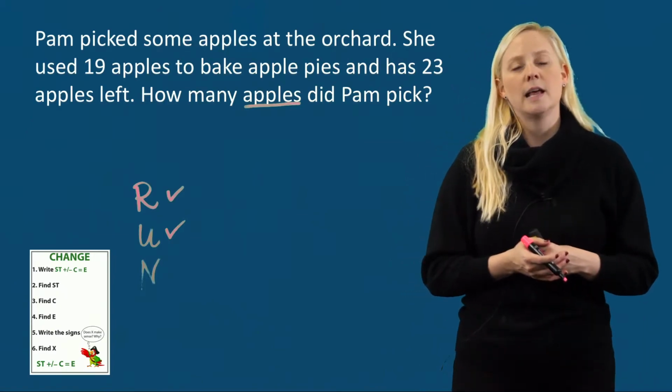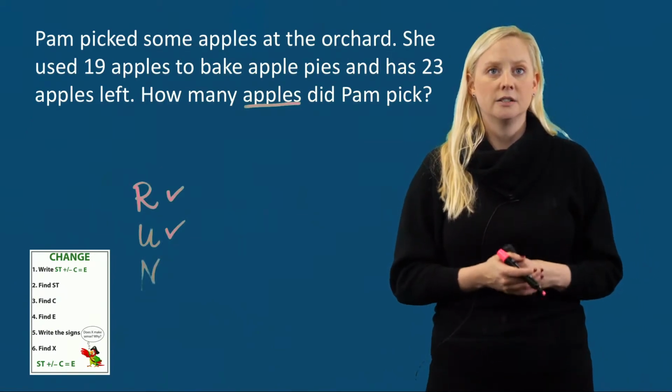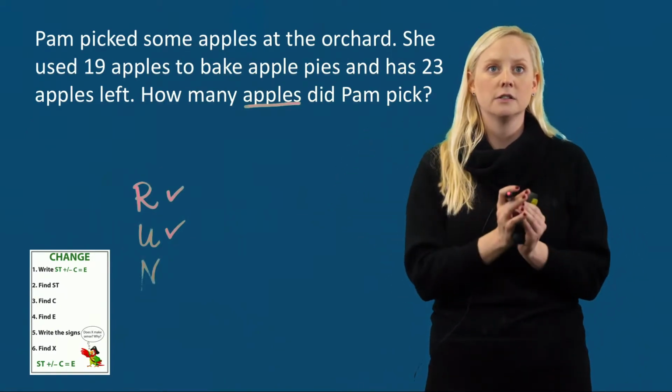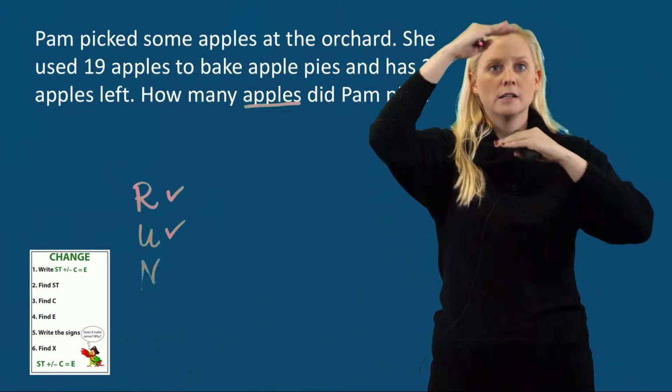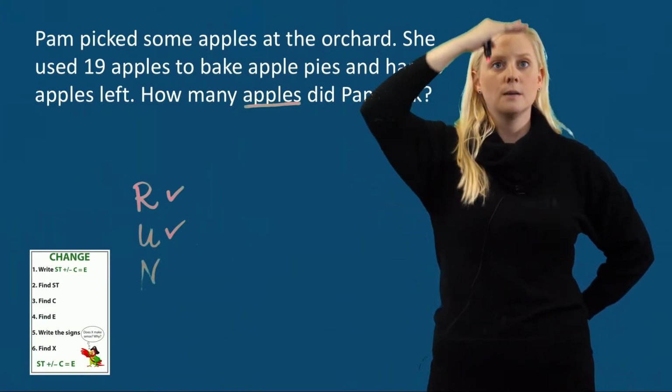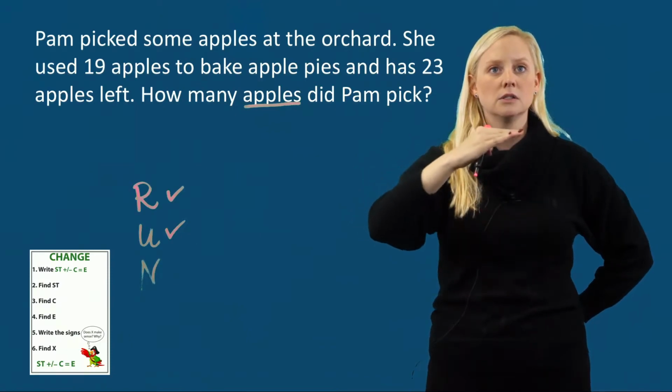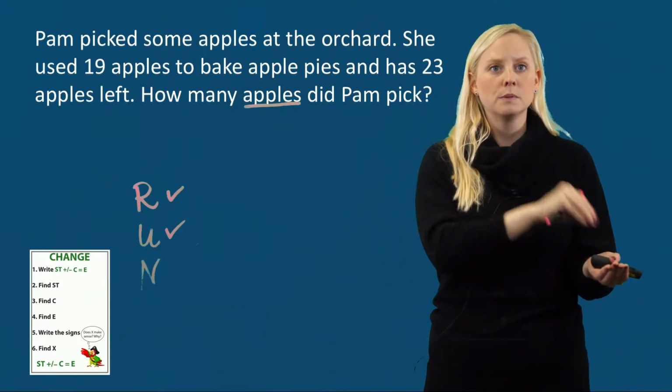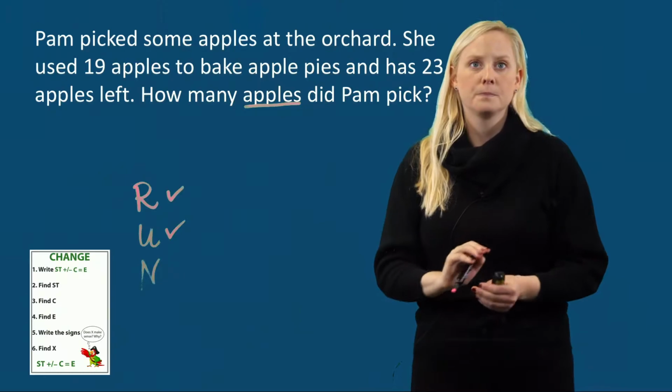The N stands for name the problem type. We need to ask ourselves, are we putting parts together for a total? Are we comparing two amounts for a difference? Do we have a start amount that increases or decreases to a new amount? Or do we have groups with an equal number in each group?